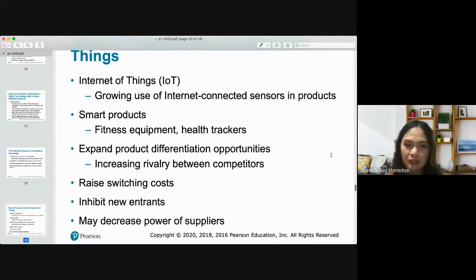So another is, pumasok na naman si raising switching cost. So ulit, switching cost is a cost incurred by a company when a customer chooses the products of its competitors. And the more that the company will spend on switching costs, the more that they can attract or retain their customers. And then inhibit new entrants.